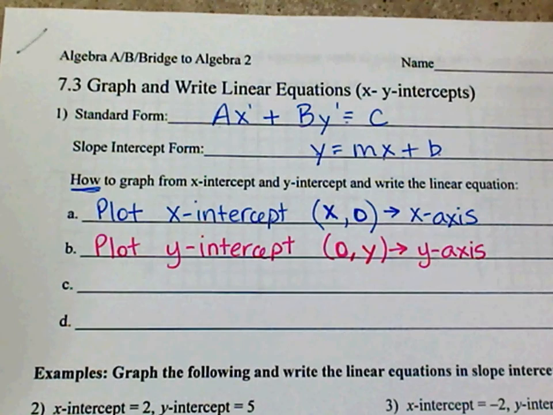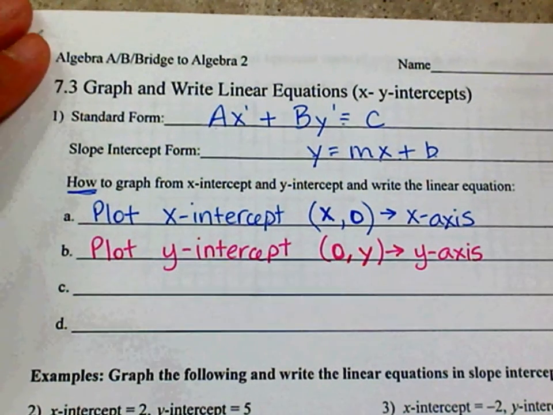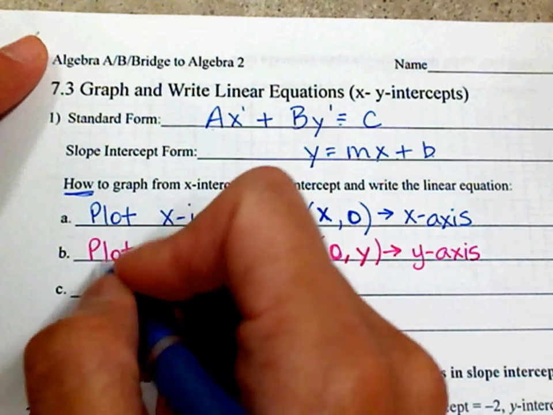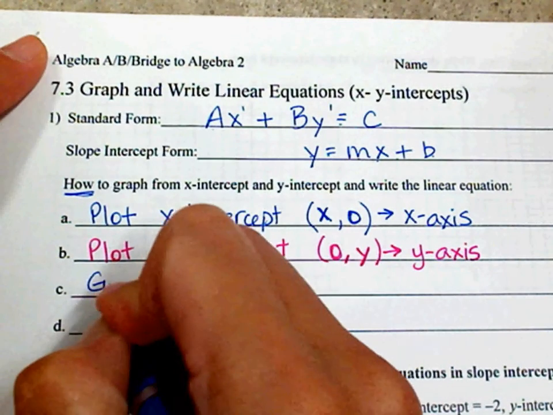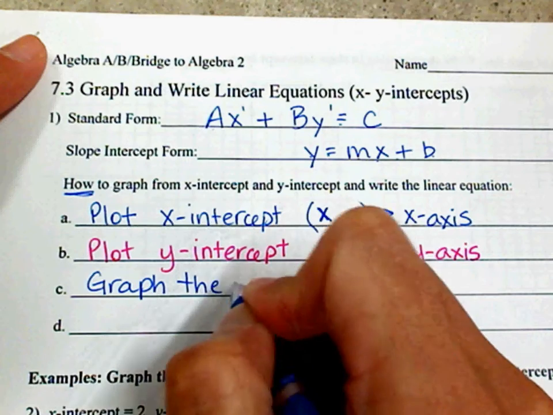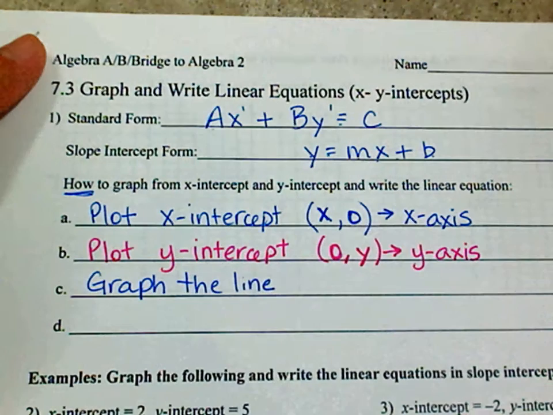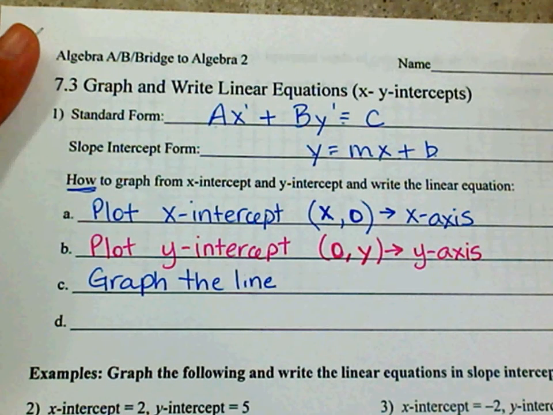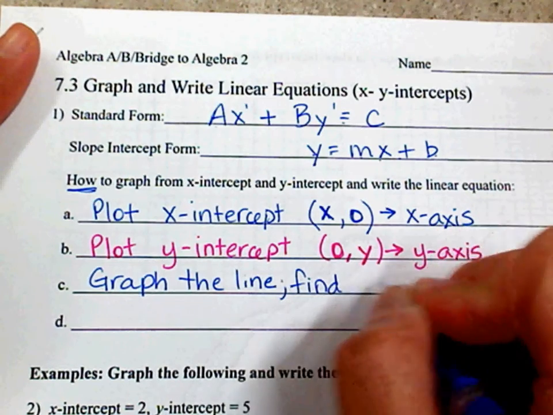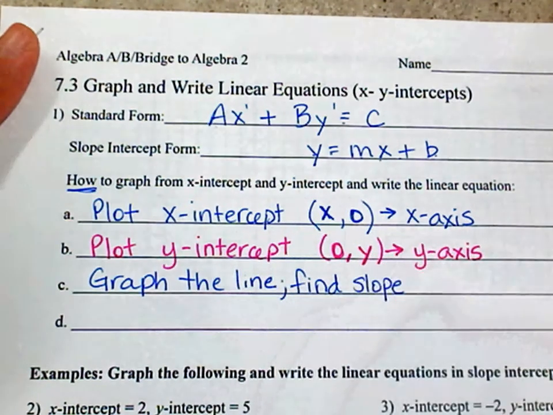Next part. Graph the line. You want to graph the line. Once you graph the line, you're going to find your slope. Find your slope.